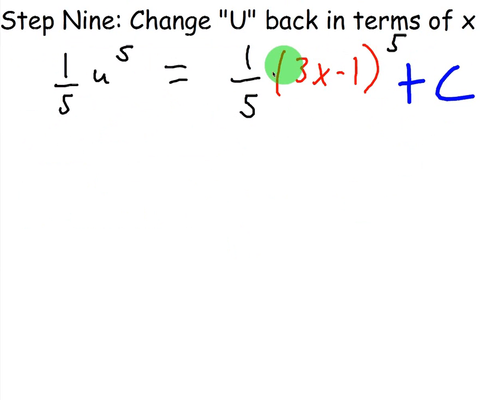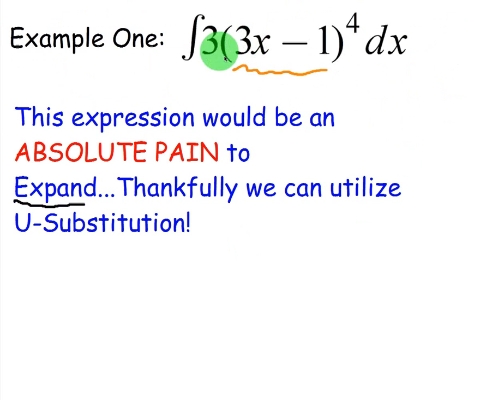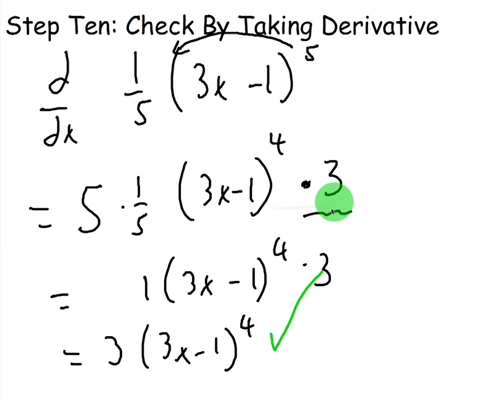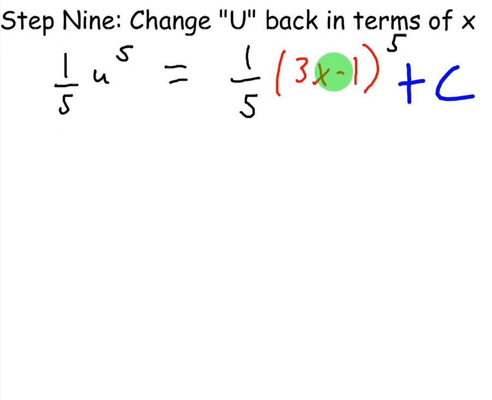Okay, so the antiderivative of 3 times 3x minus 1 to the 4th dx is equal to 1/5 times 3x minus 1 to the 5th plus c. How can we check that after we've done step 9? Well, we can just take the derivative of that for step 10 to make sure that we get the original back, and we do indeed get 3 times 3x minus 1 to the 4th back when we take the derivative of our answer. So that's it for our first example of U-substitution.